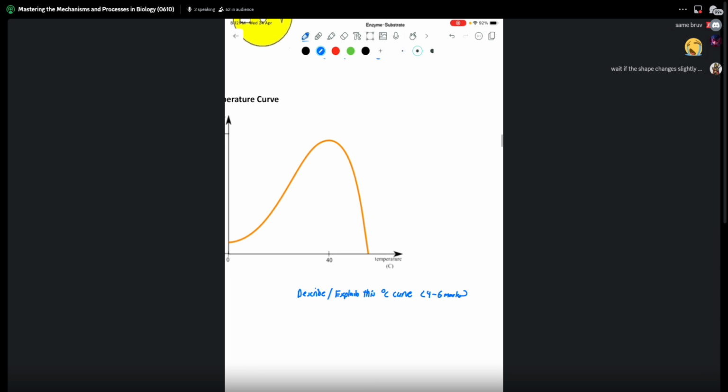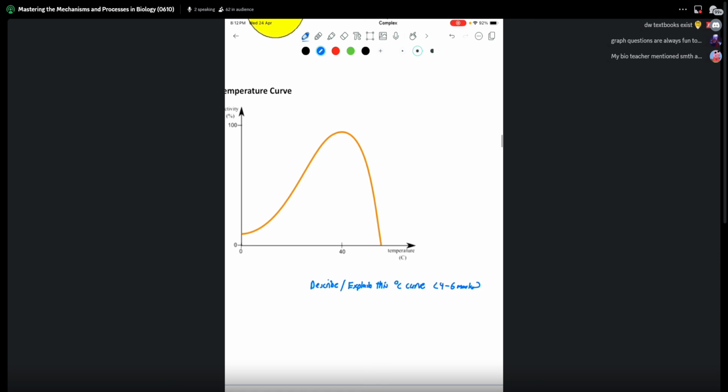So first thing, when you come to this kind of question, you have to strategize your response. How are you going to strategize this response? By breaking down. Describe is by describing the shape of the curve, and explain is by explaining why, when this curve increases, this thing will happen.